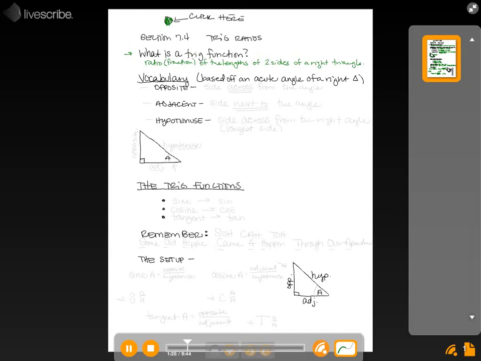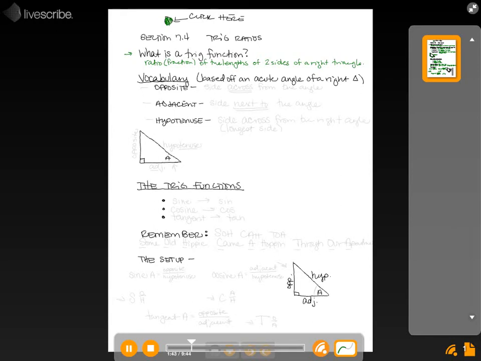Okay? Before we get into what trig functions are and how we use them, there's a couple of vocabulary words we need to know. And these vocabulary words are based off an acute angle of a right triangle. The words are opposite, adjacent, and hypotenuse.